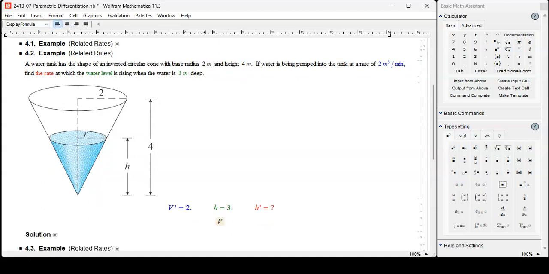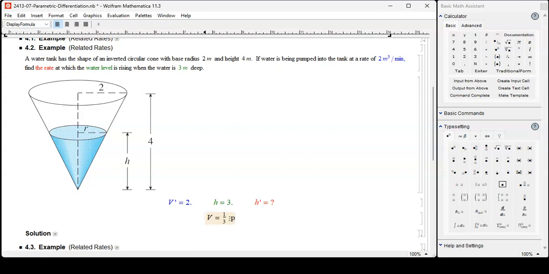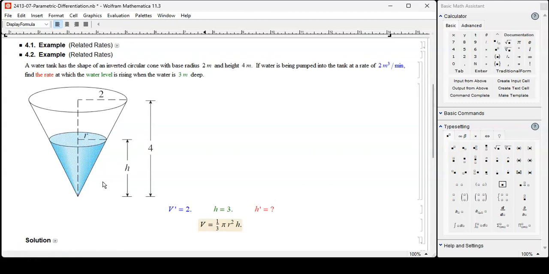Volume of the cone is 1/3 pi r squared times h. Remember the volume formula of the cone. Yes, this is inverted, so we call this one depth instead of height. Still, it's the same idea. So, we have 3 variables here: V, h, but also r. We have a problem. If you take the derivative implicitly here, I'm going to end up with 6 unknown variables: V, R, and H, and also V prime, R prime, and H prime.